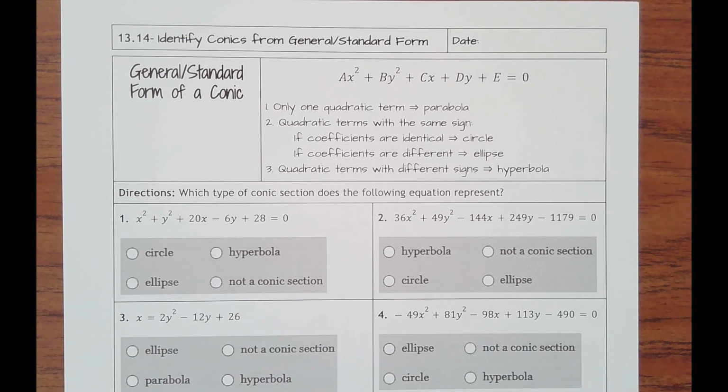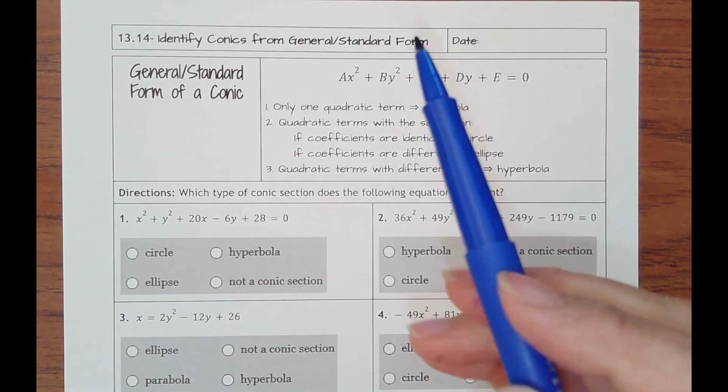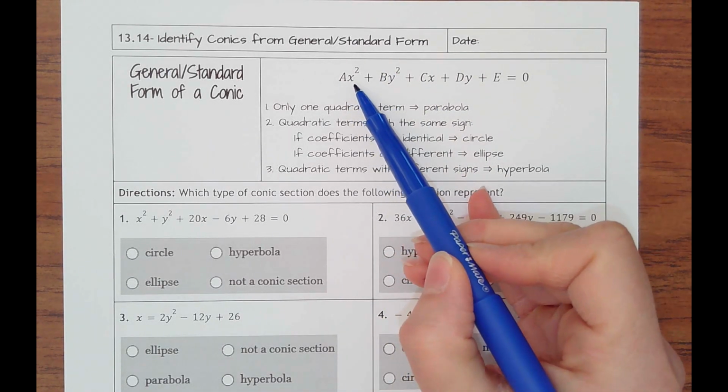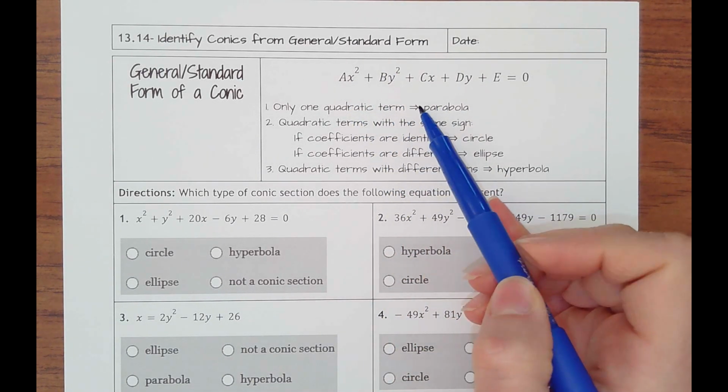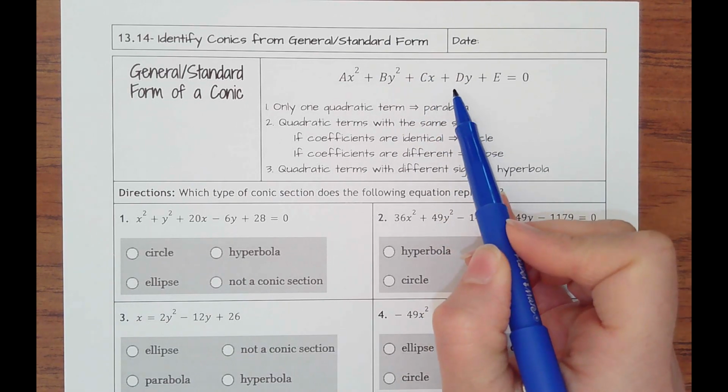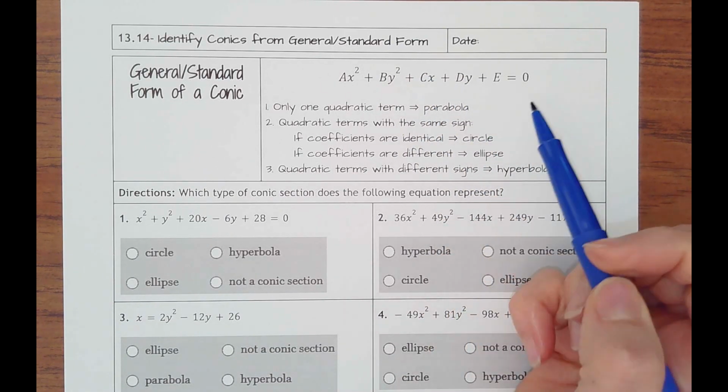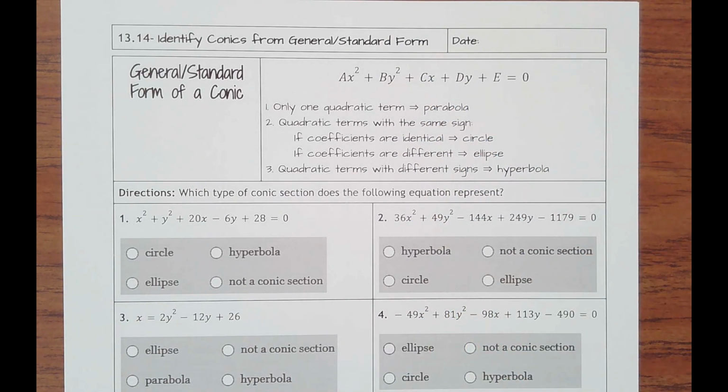Lesson 13.14, we're identifying conics again, but this time it's from the general/standard form, and that means it doesn't have any parentheses. We talked about how they always go in this order of something x squared plus or minus something y squared plus or minus something x plus or minus something y, and then a constant, and it's equal to 0. And we've talked about how we convert them.